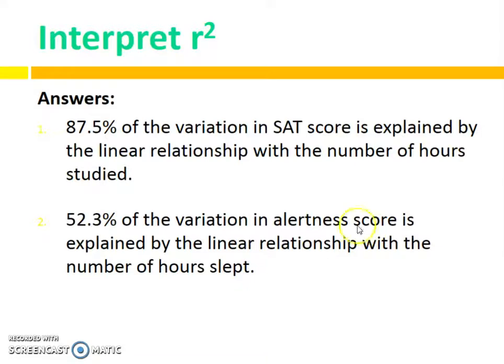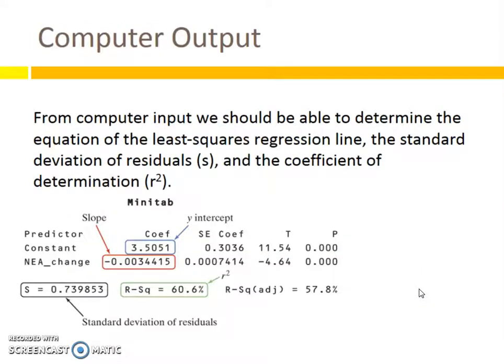Last thing we're going to do in this video is look at some computer output. Right? From computer output, we should be able to determine the equation of the least squares regression line, the standard deviation of the residuals, as well as the coefficient of determination, which then should lead us to finding r itself, because you would just square root it. Now, you will have to use your brain and think, because r squared is always positive. So if you have a negative slope, you should then have a negative r.